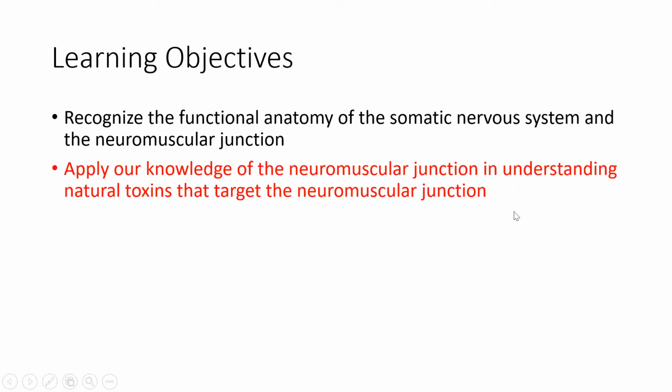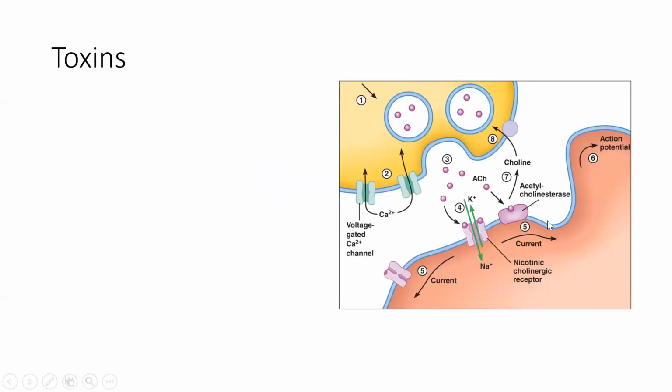So let's move on here to objective 2 in the somatic nervous system, which is applying our knowledge of the events at the neuromuscular junction, and then talking about some natural toxins that affect this region. So there are 3 toxins we're going to talk about, and we've got the junction pulled up here for reference.